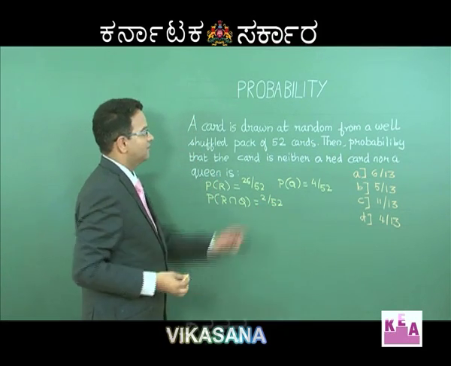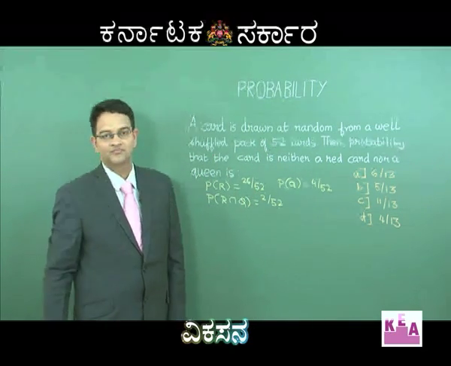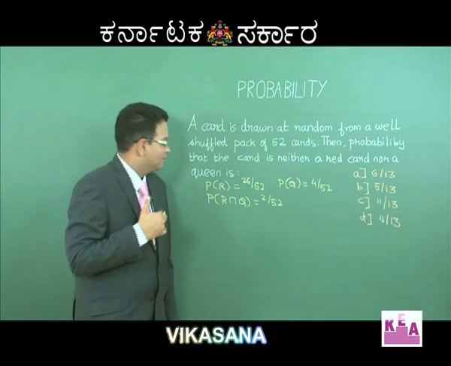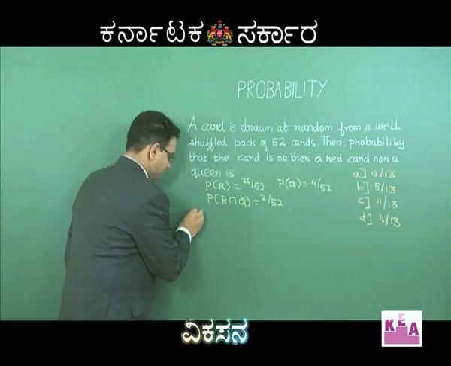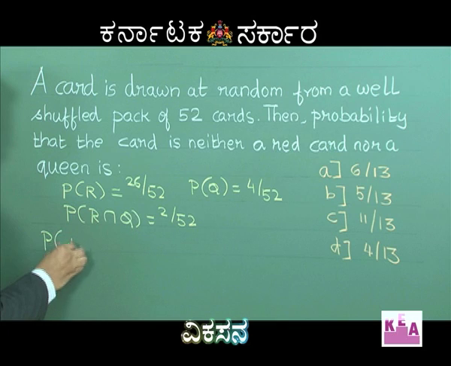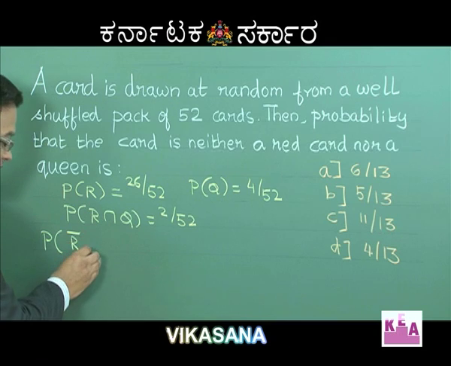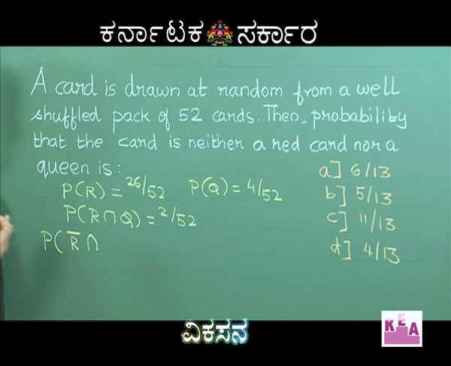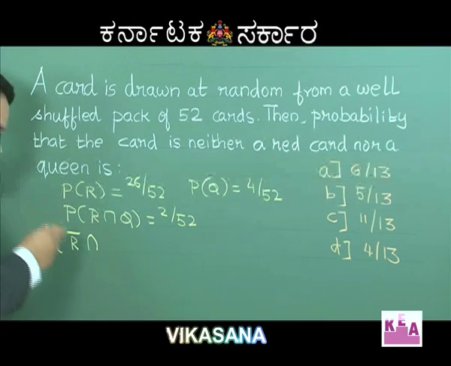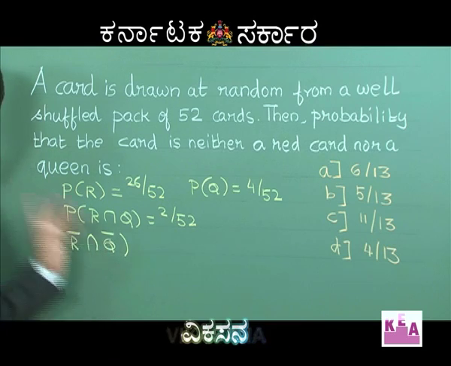So what is it that we want? Probability that the card is neither a red card nor a queen. When I say neither a red card nor a queen, that means it should not be a red card and it should not be a queen. So how do we write that? Neither red card, that means not a red card, R bar. And I have told you that whenever there is an and in the logical question, it's going to be intersection. So P of R bar intersection Q bar, which means it's neither a red card nor a queen.